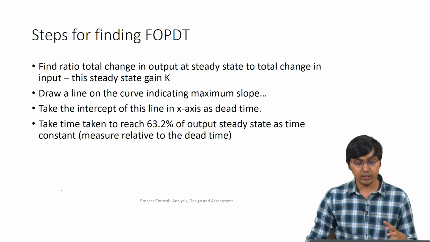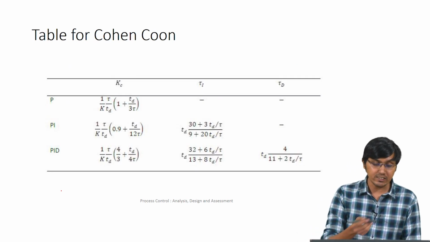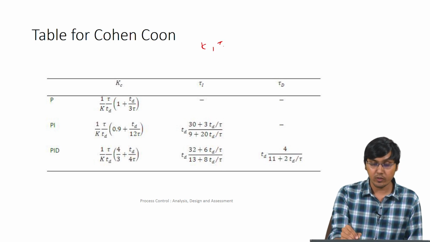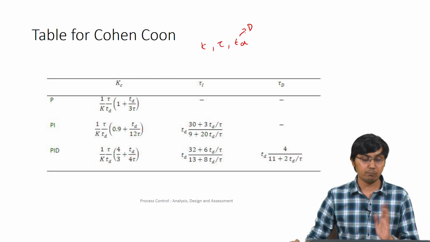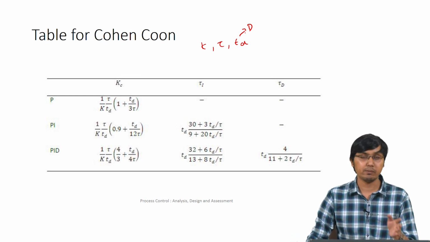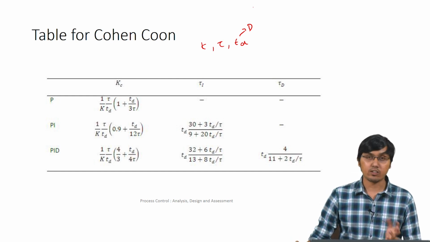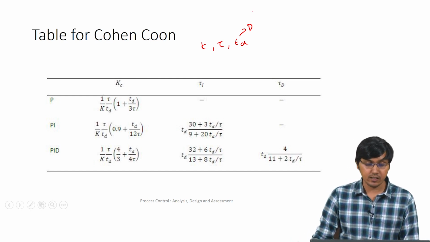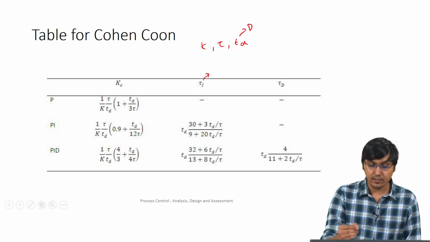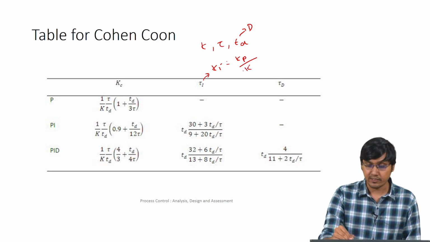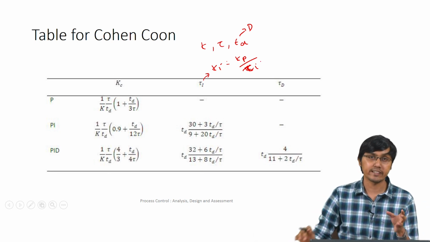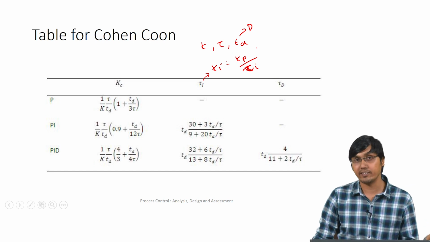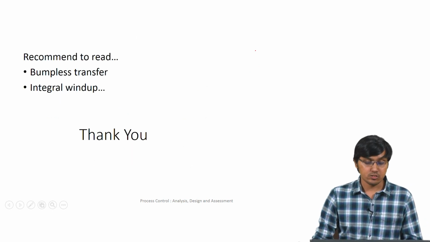Maybe you can go through this. Once we have the values of k, tau, and td, which is the dead time, we can use this table to find the values of kp, ki, and kd. So ki is nothing but kp by tau i. We have already seen how to convert from time constant to the gains of integral and derivative when we did it for Ziegler-Nichols.